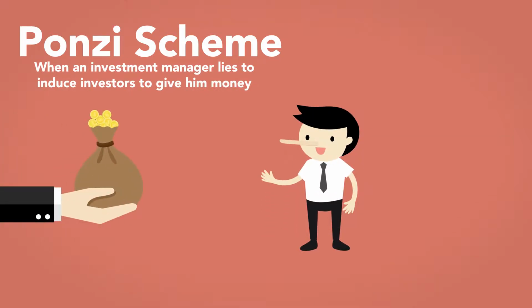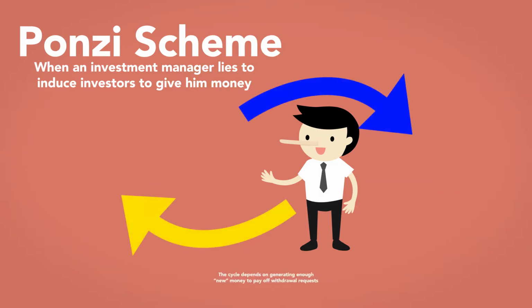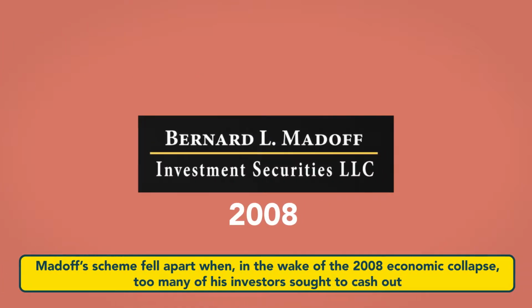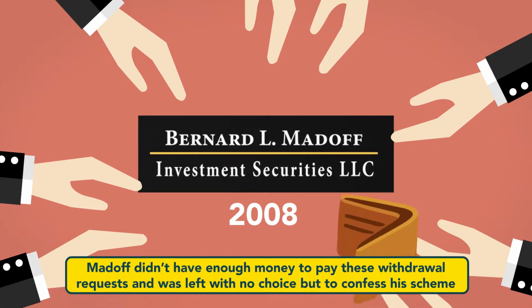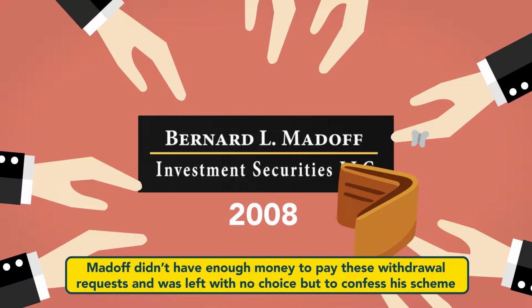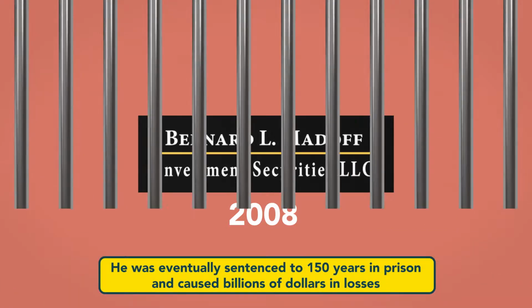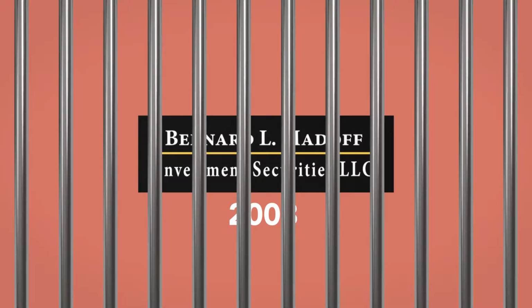He then takes money from new investors to pay off withdrawals from old investors, and repeats the cycle. The cycle depends on generating enough new money to pay off withdrawal requests. Madoff's scheme fell apart when, in the wake of the 2008 economic collapse, too many of his investors sought to cash out. Madoff didn't have enough money to pay these withdrawal requests, and he was left with no choice but to confess his scheme. He was eventually sentenced to 150 years in prison, and caused billions of dollars in losses.